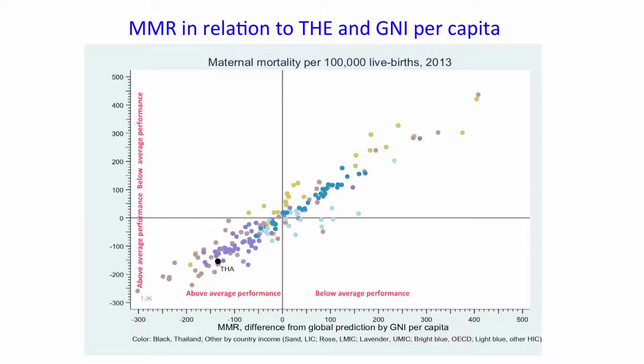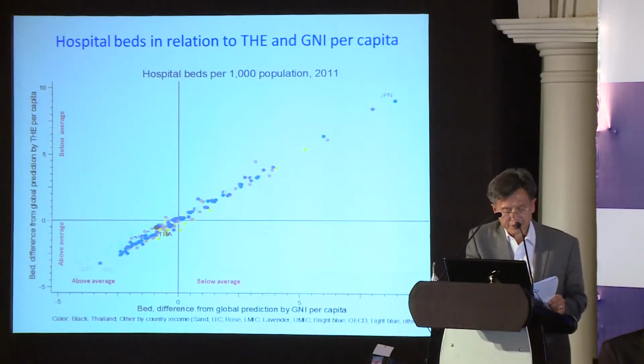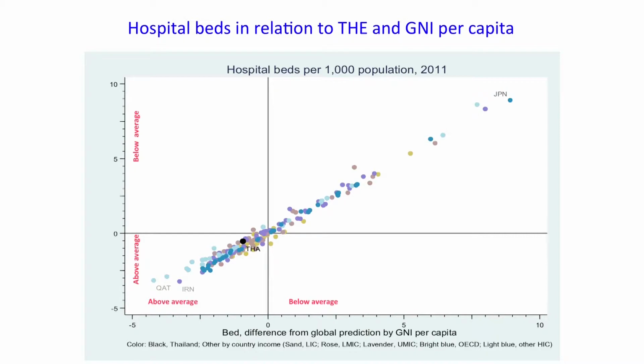Similarly, MMR in Thailand is relatively above average performance. Thailand is located in the lower left quadrant in relation to THE per capita and GNI per capita. In addition to health status performance in the previous two slides on under-5 mortality and MMR, the supply side in terms of hospital beds in Thailand is also relatively above average. Hospital beds are lower than the predicted value given the THE and GNI per capita on the X-axis and the Y-axis. So this is the global peer.